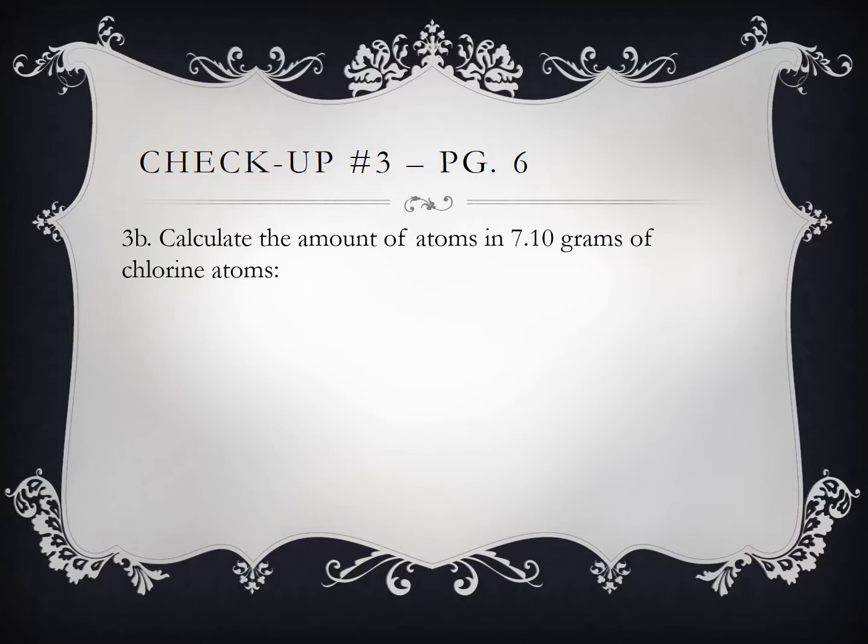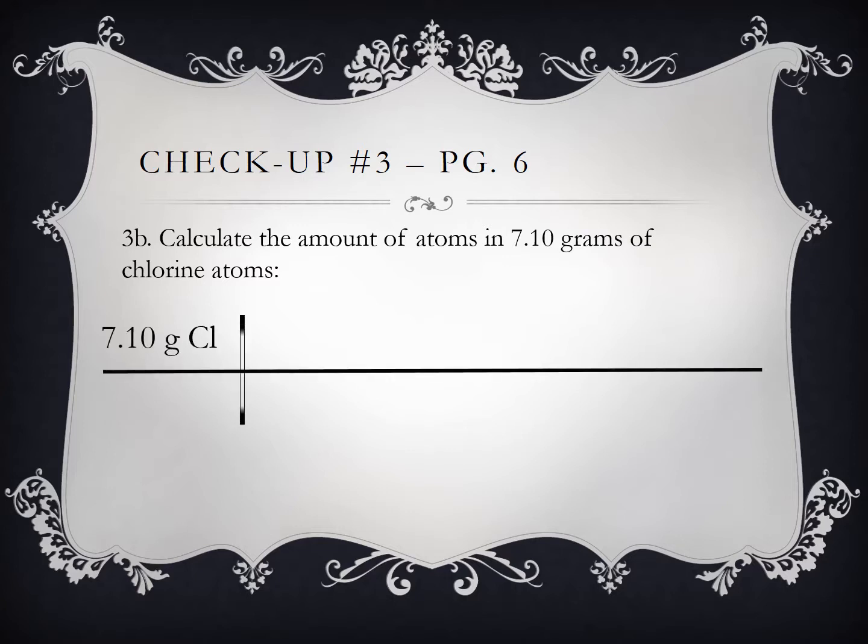Calculate the number of atoms in 7.10 grams of chlorine atoms. This one is tricky. Right away you think atoms, so you think Avogadro's number, but you're also given mass, so there are a few more steps involved. You start with your given. Anytime you're dealing with mass, you always use molar mass. Since we're dealing with an atom of chlorine, it's just 35.45 grams, which again you look up on the periodic table, for 1 mole.